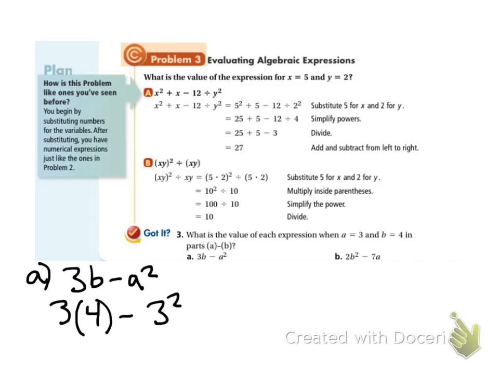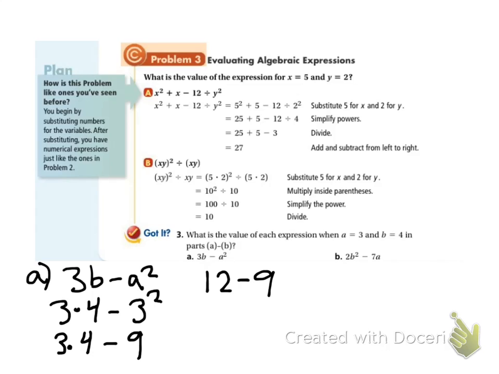Now, do you see how I use parentheses here? I use parentheses as multiplication. I could have also written it as 3 times 4 minus 3 squared. I wouldn't treat that as parentheses because all I'm doing there is multiplying. But if we look at it like this, I have an exponent, so I need to simplify that. So I have 3 times 4 still, and my 3 squared becomes 9. And then I need to simplify my multiplication, so 3 times 4 becomes 12 minus 9, which becomes 3.